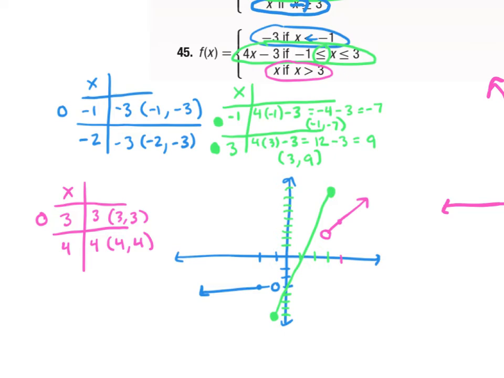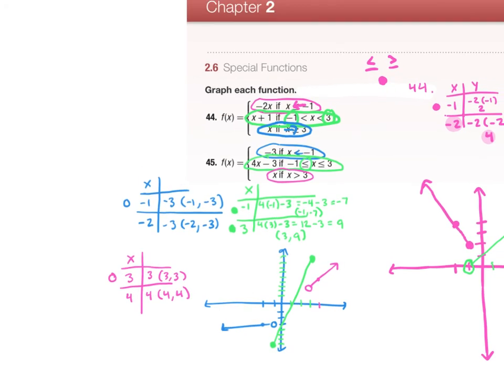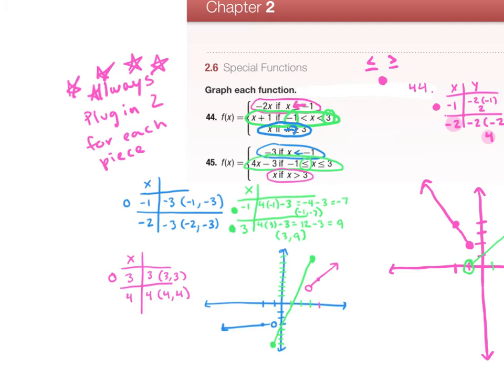So that's our piecewise function. So remember, for piecewise functions, you always have to plug in 2 points for each piece. Any other questions on 2.6?